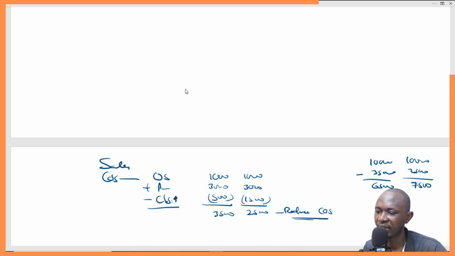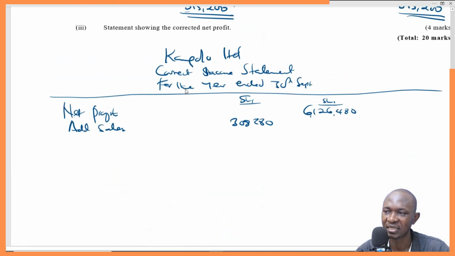This means that when we inflate the closing stock, we reduce the cost of sales, and when we reduce the cost of sales, we are increasing the gross profit, which of course will have the effect of increasing even the net profit. So now what we are supposed to do is to less the difference, which in this case is 66,000, so that we go back to the original profit.